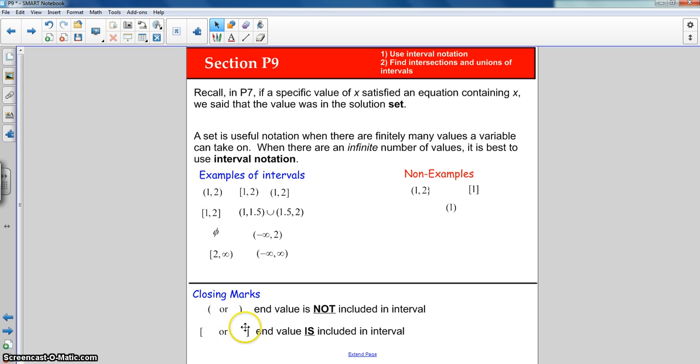Now, if you have brackets, that means that the end value is included in the interval. So, for example, in this one, it's very similar to this one that we just talked about, but in this case, both 1 and 2 are in the interval. Okay, so bracket versus parentheses.